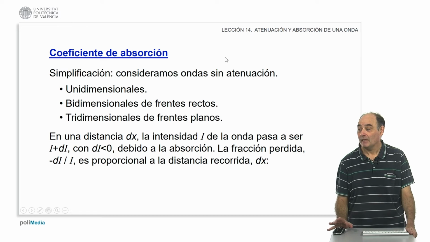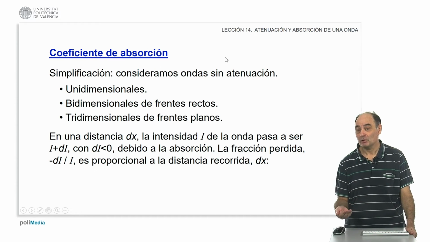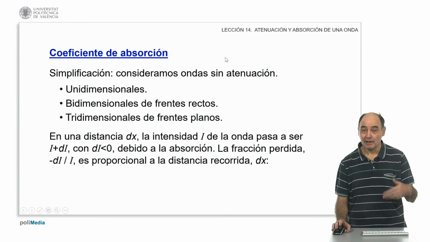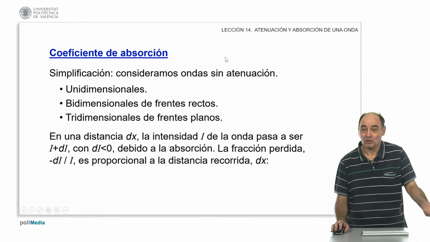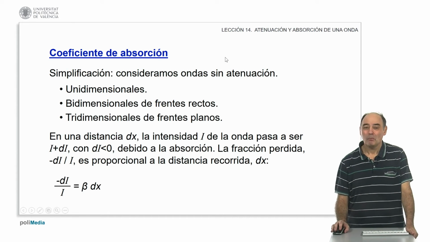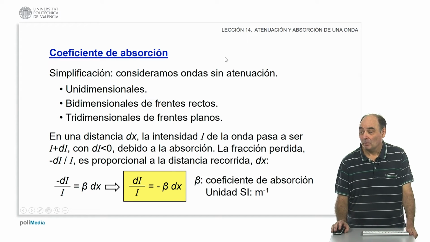that in a very small distance, differential of x, the intensity of the wave becomes I plus its differential of increase. What happens is that, of course, as what you do is lose, the differential of increase is negative due to absorption. The fraction lost, minus dI over I, is proportional to the distance traveled. The longer the distance, the more loss there is. It seems reasonable. It is like the compound interest of the banks, or what they give us instead of what they take from us. Well, if it's not a loan, obviously. So we have this linear relationship, with a change of sign, this one here.